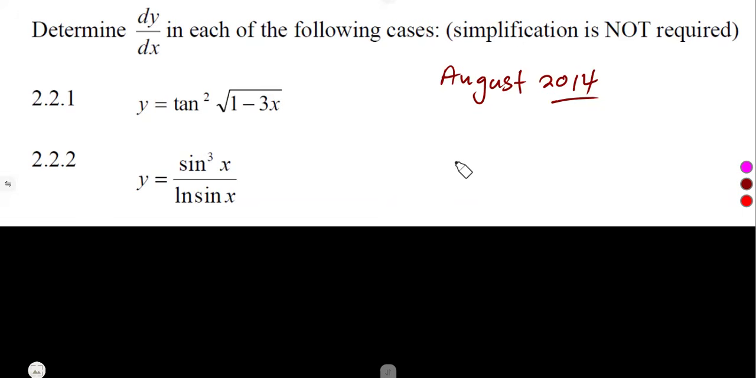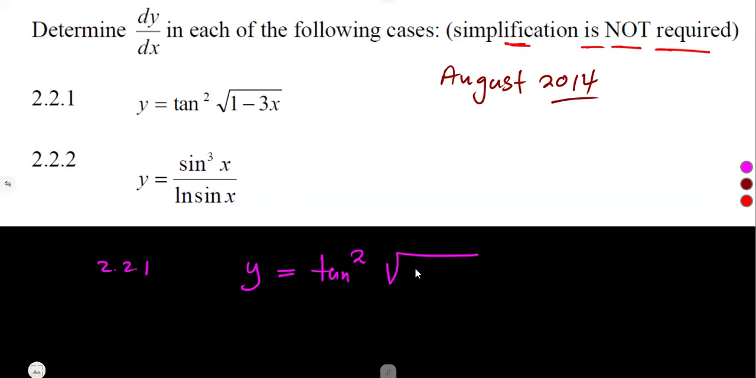All right, so I'm not going to waste much time, guys. We had the basics of this part, but now it's a typical exam. They are saying determine dy/dx in each of the following cases. Simplification is not required at the end. All right, do not worry about that. Let us consider what we are given. The first part we are given, y is equal to tan squared the square root of 1 minus 3x.